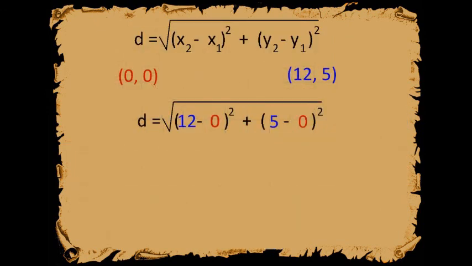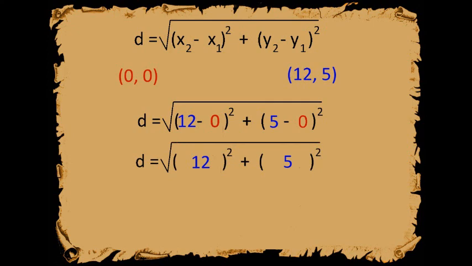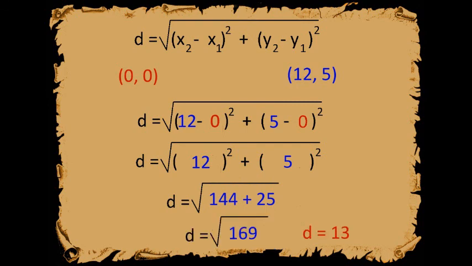So using the formula, you subtract 0 from 12 and square it. And then you subtract 0 from 5 and square it. Add up the two numbers to get 169. Then take the square root of 169. The distance is 13 miles.